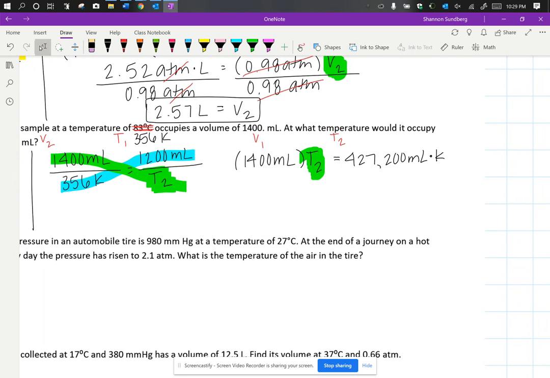That's the easiest way. Some people multiply by reciprocals and they don't cancel correctly. The easiest way is to cross multiply because you can simplify it and just make it into a linear equation that you can solve. So how do I get T2 by itself? Well, it's business as usual. I just have to divide each side by 1,400 milliliters.